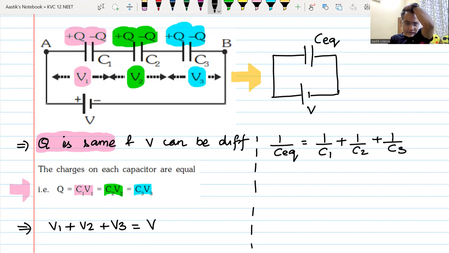This is similar to the series combination of resistors. In series combination of resistors, you have the same current flowing, but the formula is inverse. The series resistance becomes R1 plus R2 plus R3. Here it is the inverse which is coming: 1 by C equivalent is 1 by C1 plus 1 by C2 plus 1 by C3. This type of combination of capacitors is known as the series combination. Do we understand this? Everyone understands this?